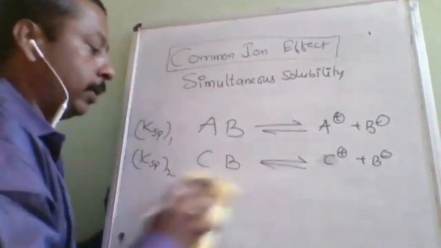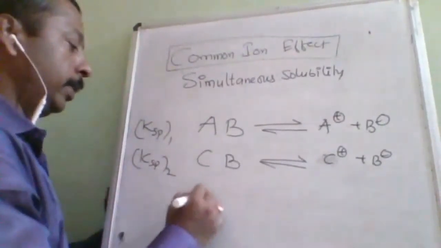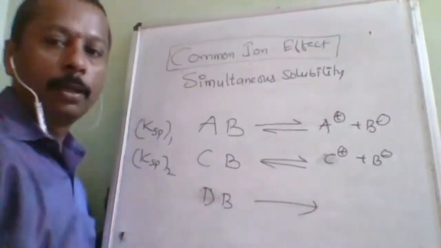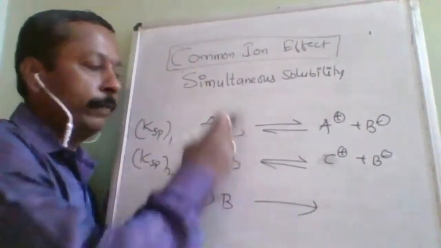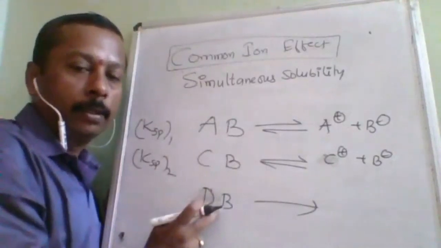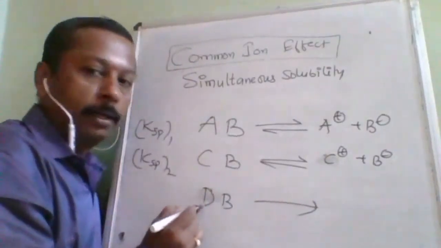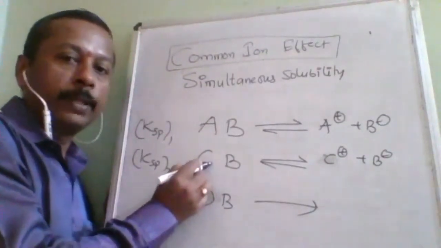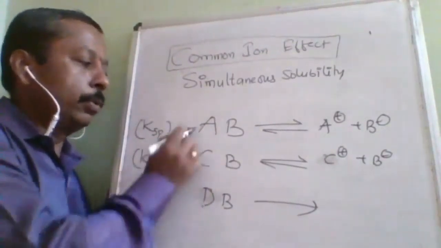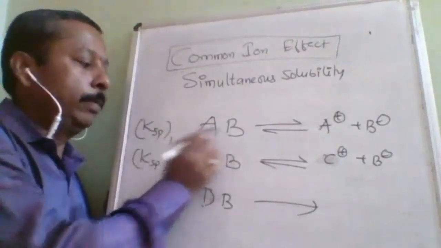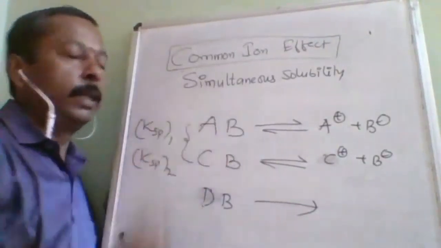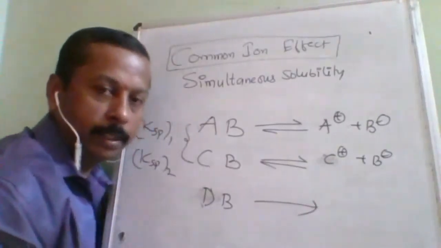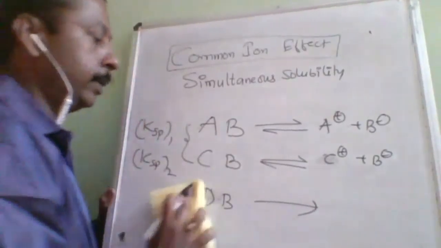Let us take another salt. Suppose DB, which is completely soluble, so it will show common ion effect to both of them. That means it is strong enough. So of these two, this is strong, and it will show common ion effect to the CB. Likewise, it will show common ion effect on the AB, but these two will show simultaneous solubility. Simultaneous solubility and common ion effect, is it understood?